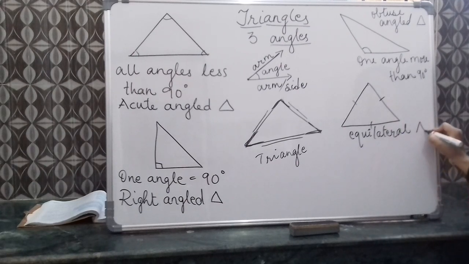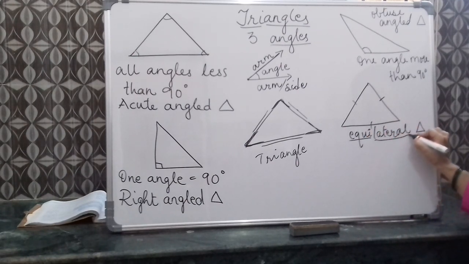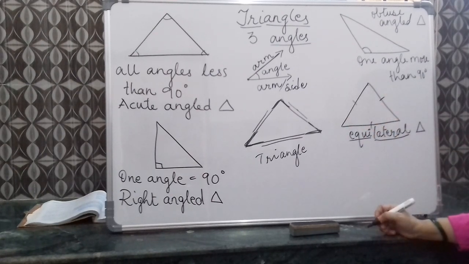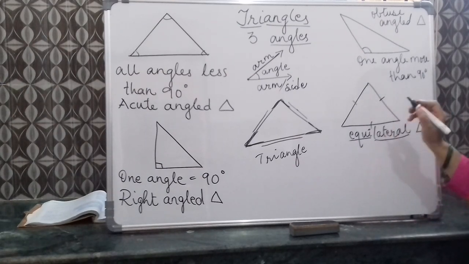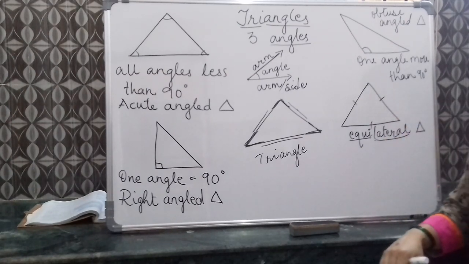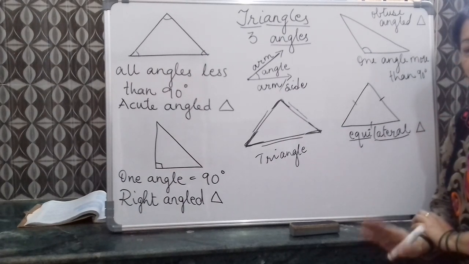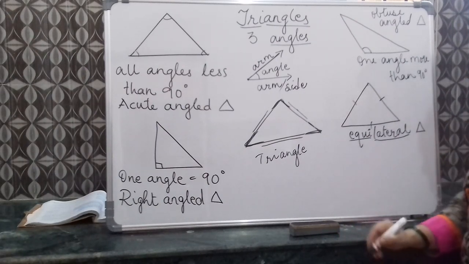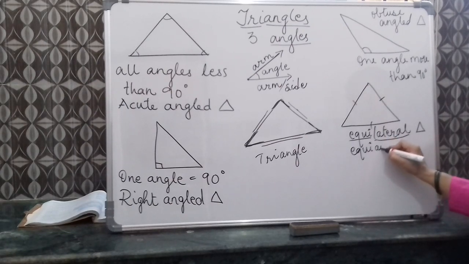triangle. Equilateral means equal, equi, and lateral means sides. So it is an equal sided triangle, which means all the three sides are equal. And the same triangle, because it has got all the three sides equal, it has also got all the three angles equal. And because of that, we can also call it an equiangular triangle.